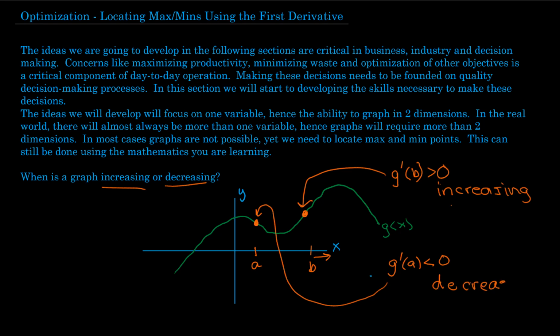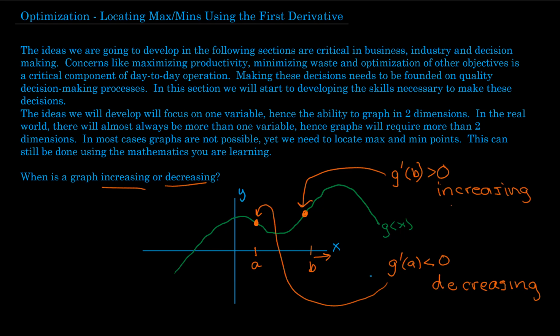If our function represented profit, this would be a problem. We don't want profit going down. If, however, it represented cost, that's not a bad thing. Costs are going down. Okay.